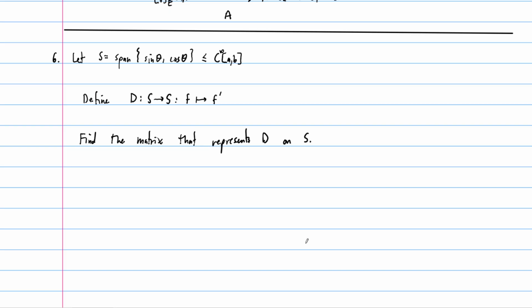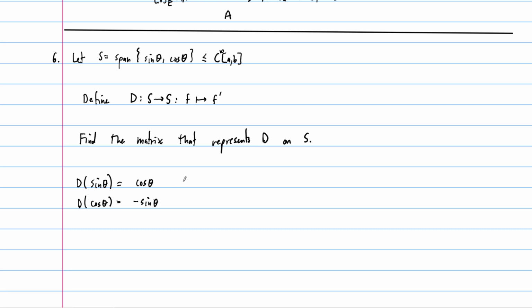So let's first start by taking the derivative of our basis vectors. So we'll take D and apply it to sine of theta. That's our first basis vector. Of course, the derivative of sine is cosine of theta, right? And then we'll apply down here the derivative to cosine of theta, the second basis vector. And that's, of course, minus sine of theta.